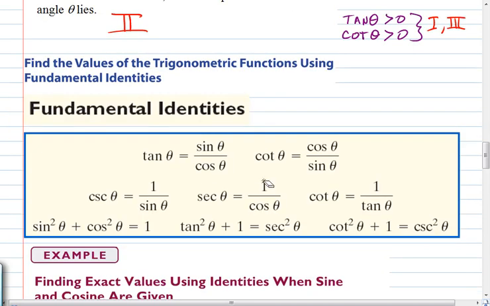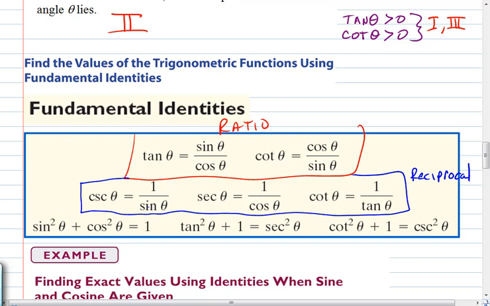Here are some identities. These are fundamental identities. These are called ratio identities here. Tangent of theta is the ratio of sine over cosine. These are called reciprocal identities because cosecant is the reciprocal of sine. Sine is the reciprocal of cosecant. Vice versa. It goes both ways. And then these last ones down here are called Pythagorean identities.